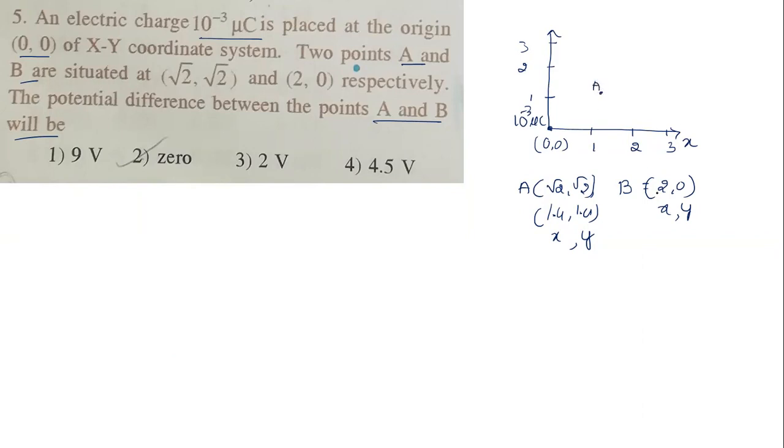This is A, and where will B come now? 2 comma 0. So x-axis 2, y value 0. This is where B will come. So potential at point A is VA. Potential at point B is what now? VB. Okay, this is the first initial position vector, let us say R1. Its position vector is given by R1 equal to root 2 I plus root 2 J. And this is the second position vector, that is R2, which is 2 I plus 0 J.